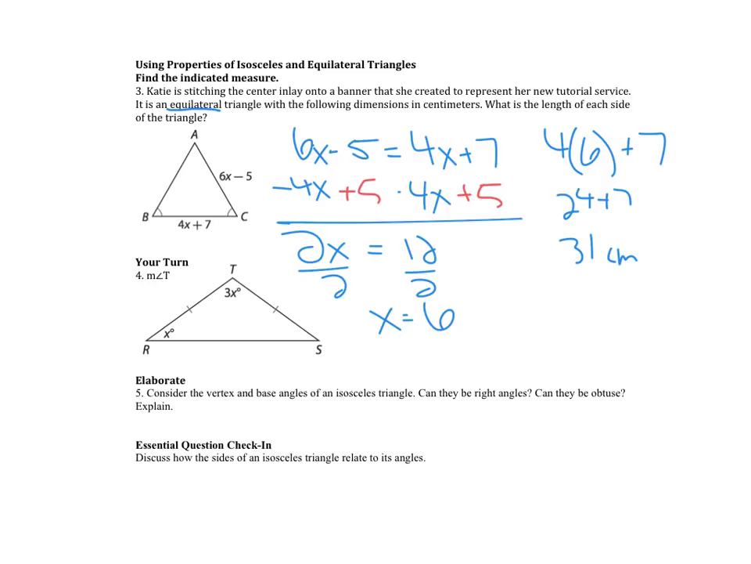And then elaborate. Consider the vertex and base angles of an isosceles triangle. Can they be right angles? Can they be obtuse? Explain. Okay, so remember, a right angle is 90 degrees. Obtuse is an angle greater than 90 but less than 180. So jot down your ideas for that, and we'll share that out as a class. And an essential question check-in. Discuss how the sides of an isosceles triangle relate to its angles.